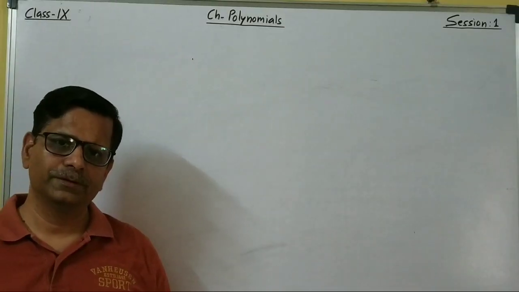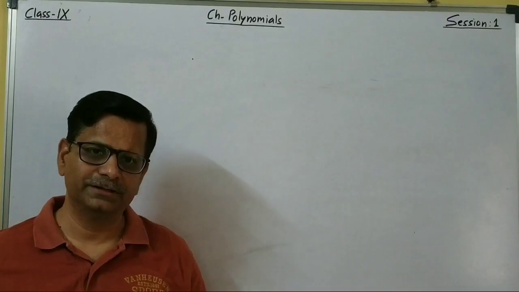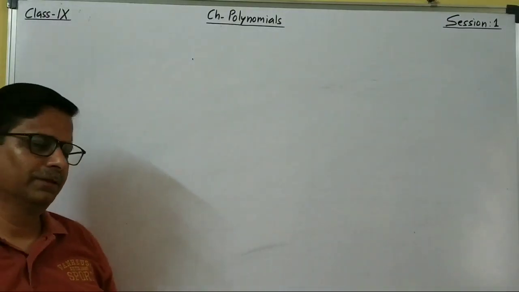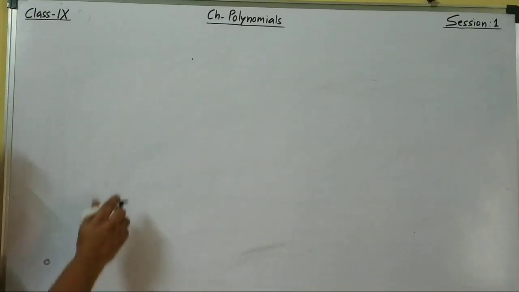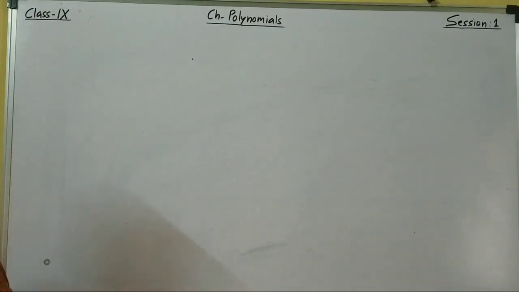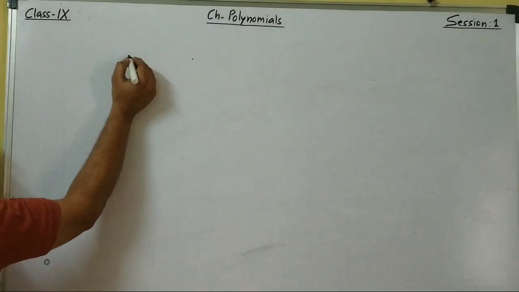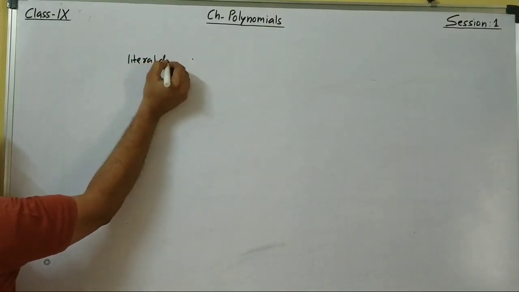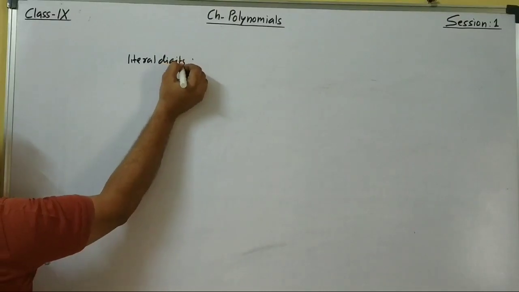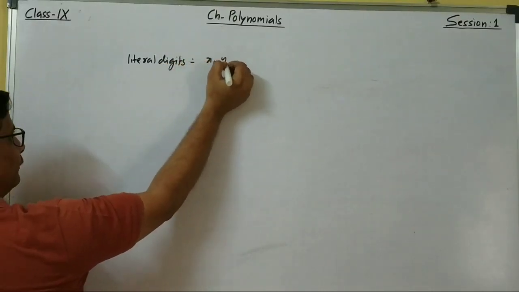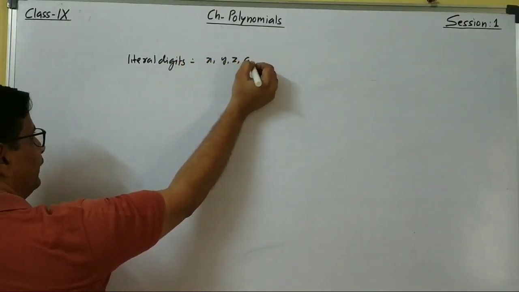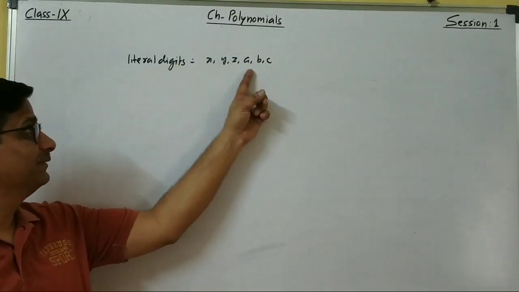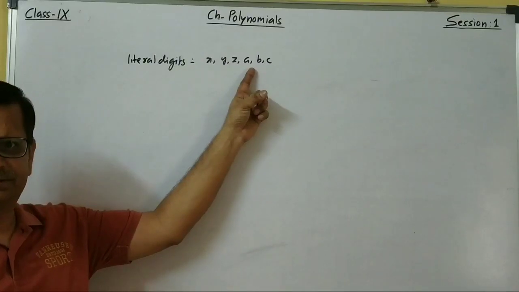Hello everyone. Today in this session we will start the next chapter of class 9, that is polynomials. You all started learning algebra, I think, from class 6. First of all, you were told about literal digits, that is x, y, z, a, b, c. Small alphabets are called literal digits.